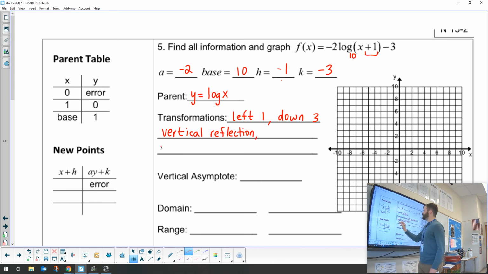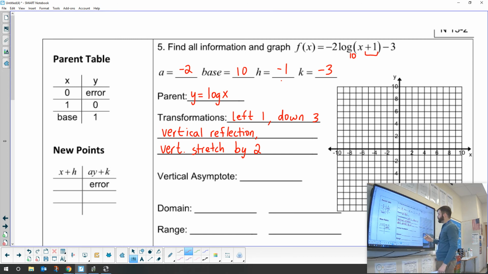And since it's 2, we're going to have a vertical stretch by 2. So we got a lot going on. All we're really doing is taking that 2 and multiplying all my numbers by 2 there.